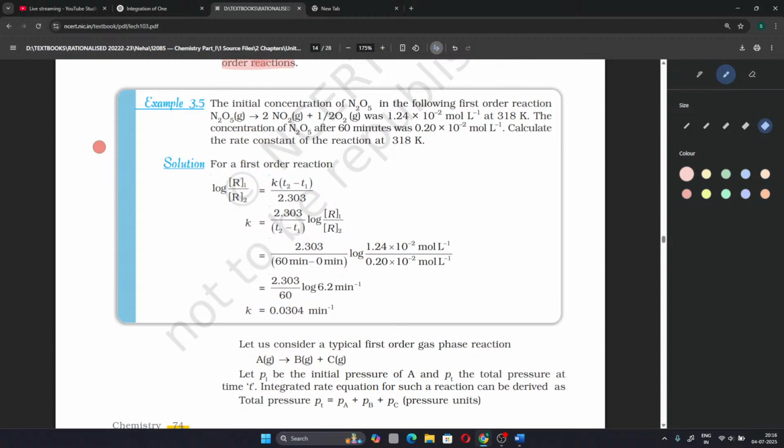Okay, fine. Log R1 by R2 equals k into T2 minus T1 by 2.303. So k equals 2.303 by T2 minus T1 log R1 by R2. We will get the value if we do everything. We will get k equals 0.034 per minute. If you want per second, we multiply it by 60.